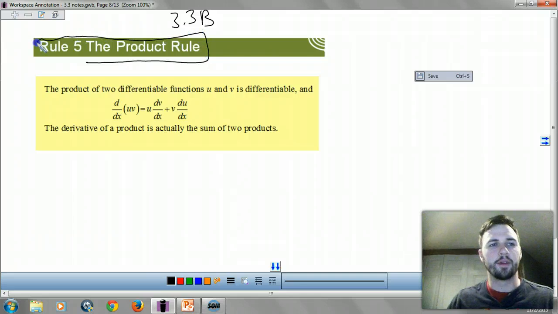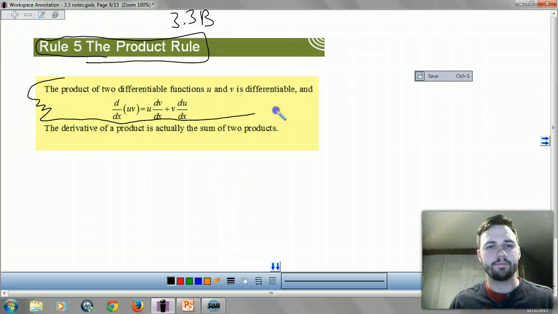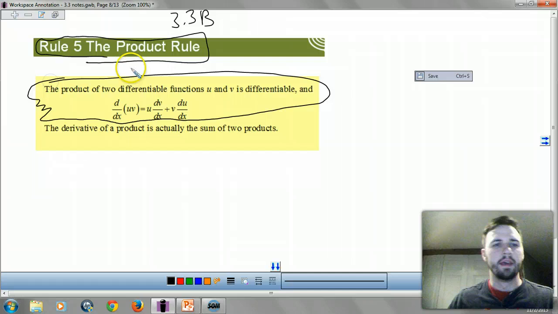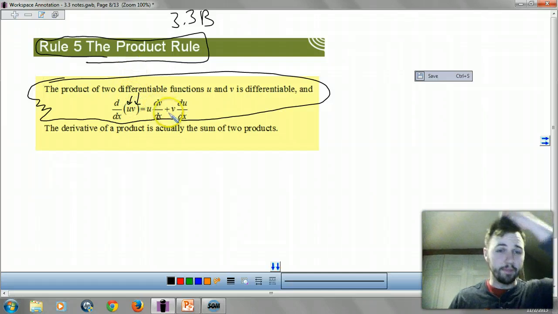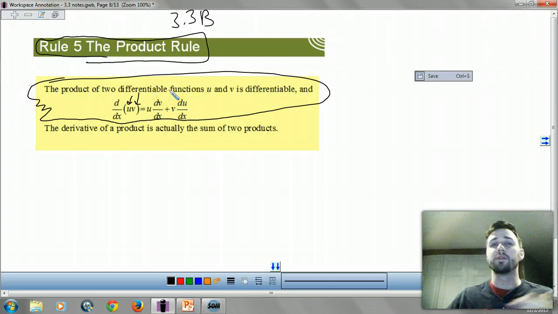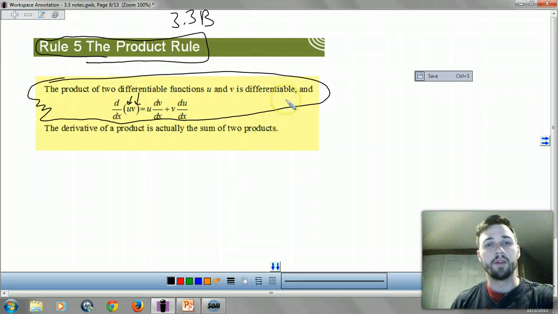So, your product rule, okay? That's the first rule we're going to talk about today. It's pretty important. And here is the rule. What it says is if you have a function times a function, you can break that up and take one function times the derivative of the other plus the other function times the derivative of the first, and that will give you the derivative of that function times a function.